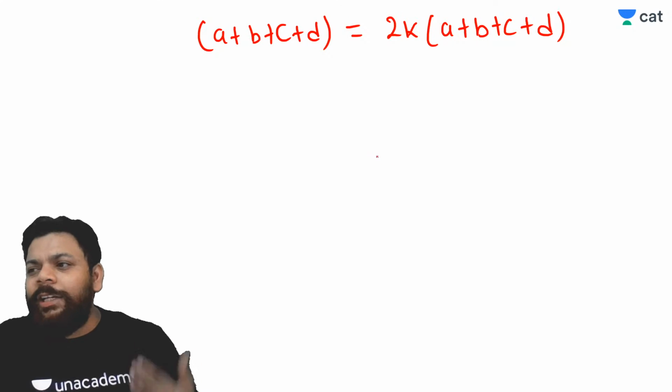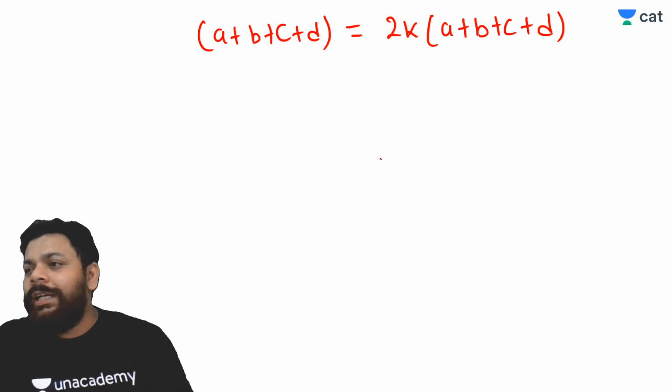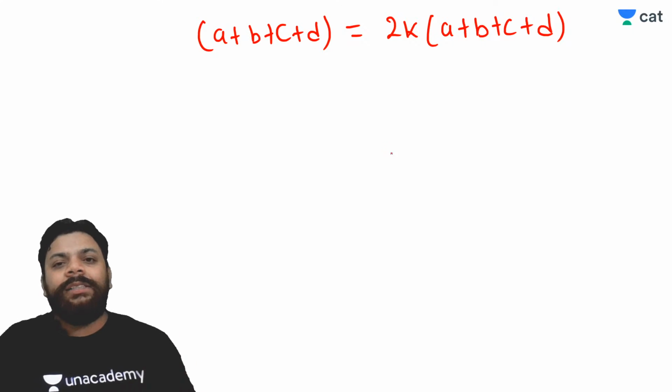So what are the values? What are the values? I want values. Which three values will there be? Just answer this.